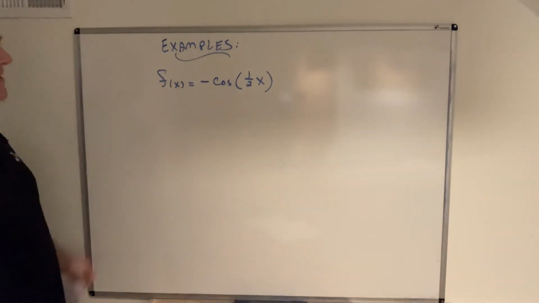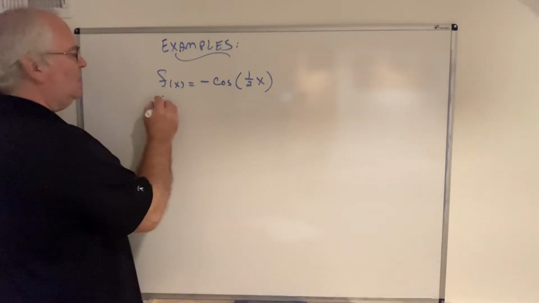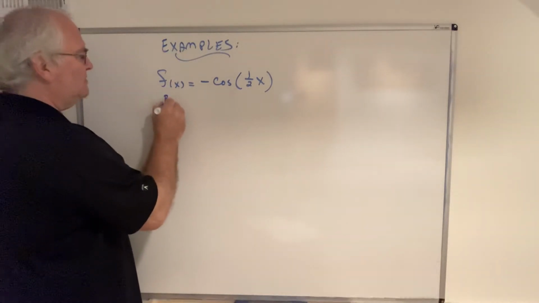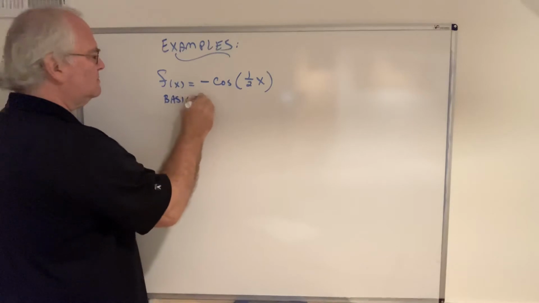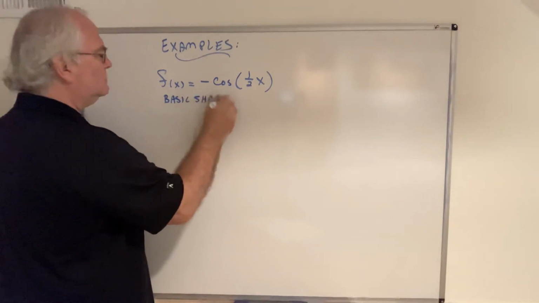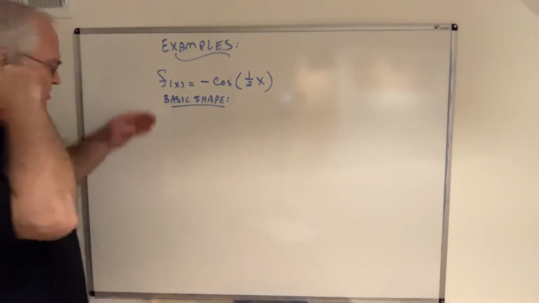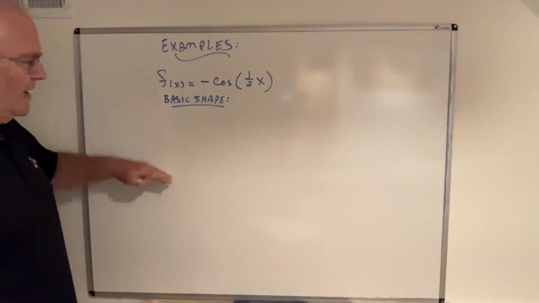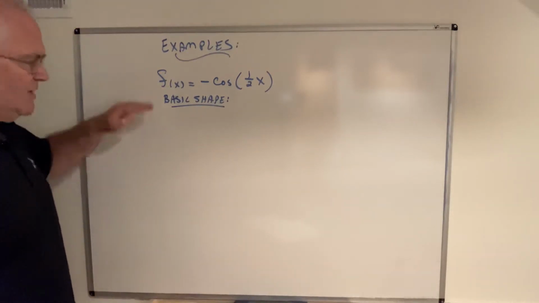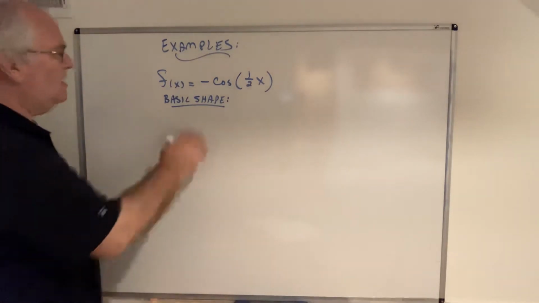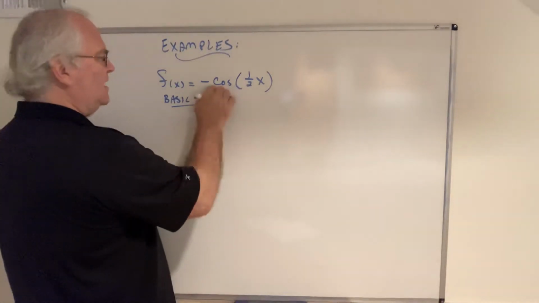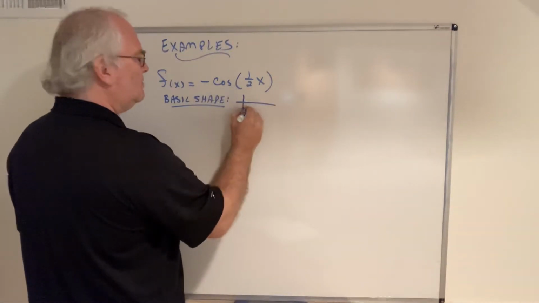All right, my next example is negative cosine of 1/2 of x. Let's see if we can get the graph here. First is basic shape. You're almost going to wish you had a little template, just these things written out, and make photocopies of them, because every single one of these has these 4 steps. The basic shape, this is negative cosine, right?